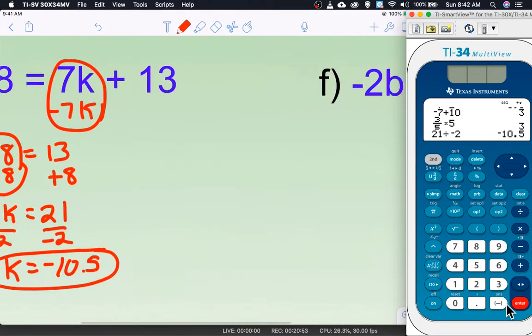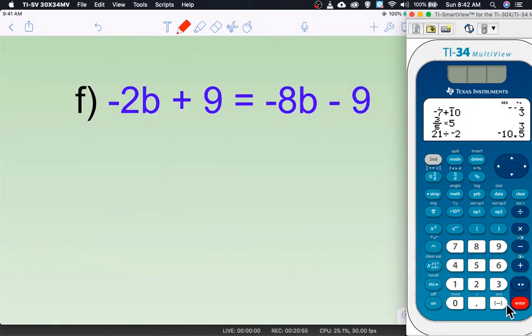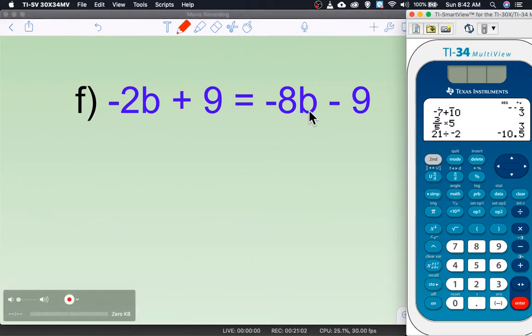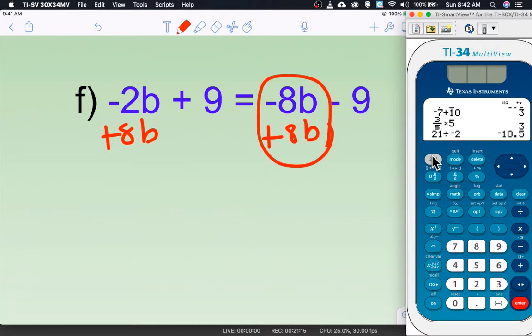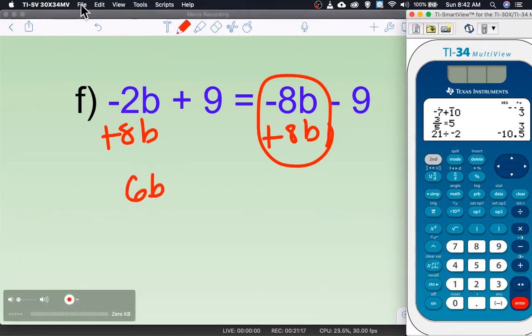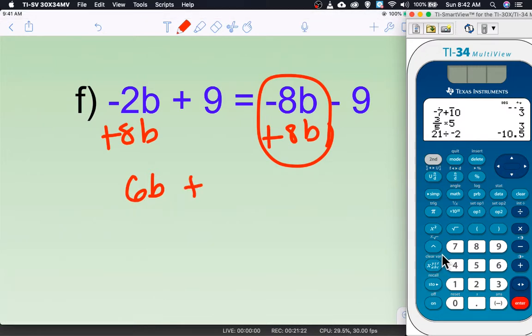Okay. Letter F. So there's no parentheses, there's no combining like terms. I do have variables on both sides. I have a b on the left and the right. So we're going to get rid of the one on the right. I'm going to add 8b to cancel out that -8b. We have 6b, that is the -2 plus 8 is +6, plus 9 equals a -9.